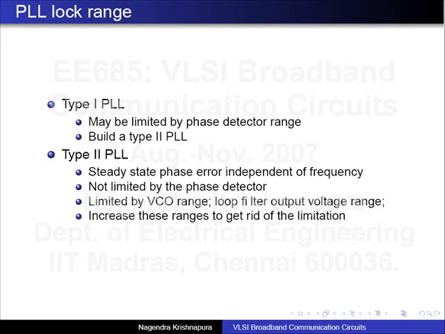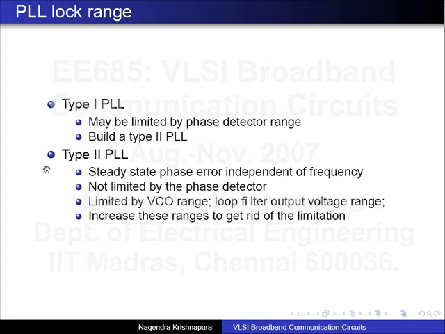So the lock range in a type 1 PLL may be limited by a phase detector range, but this is not very relevant because you end up building type 2 PLLs anyhow. In a type 2 PLL, the steady state phase error is independent of frequency, so it's not limited by the phase detector range. So it may be limited by the range of the VCO. You always have a finite voltage swing. Or when you make an LC VCO, you have a finite range of capacitance variation. So you can't have unlimited range. You will have only a finite range.